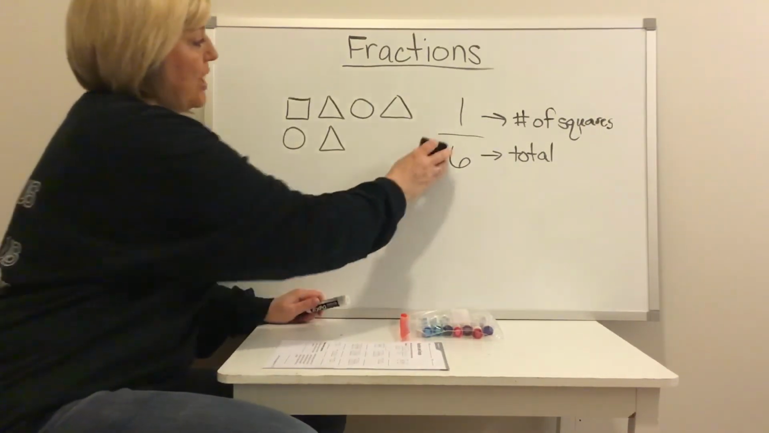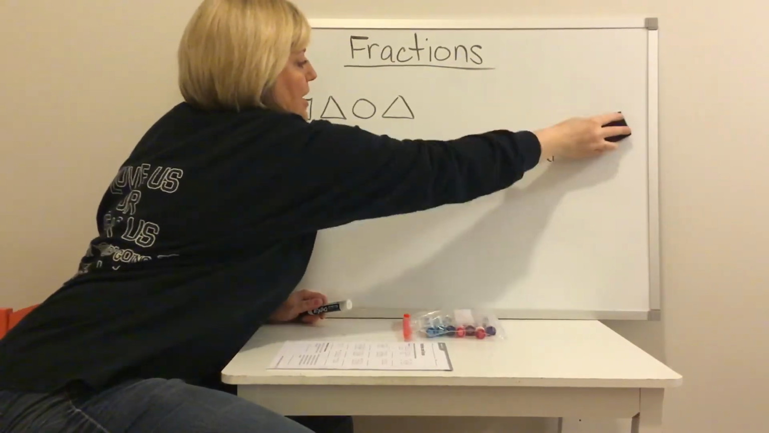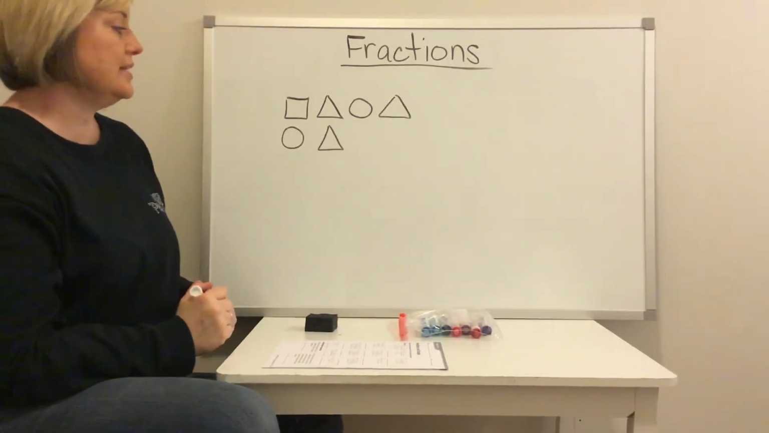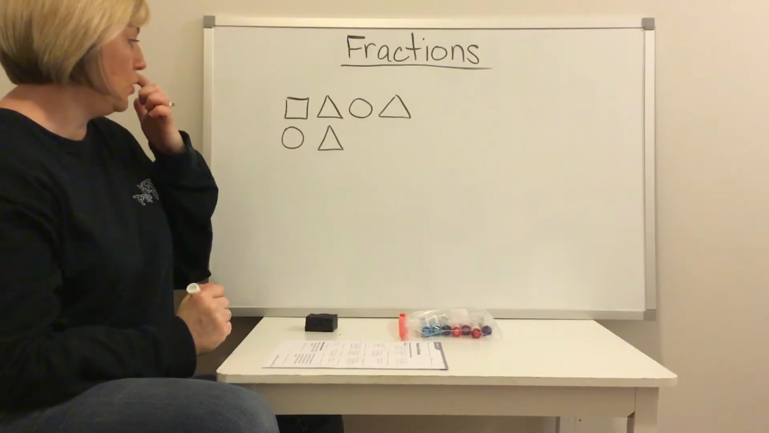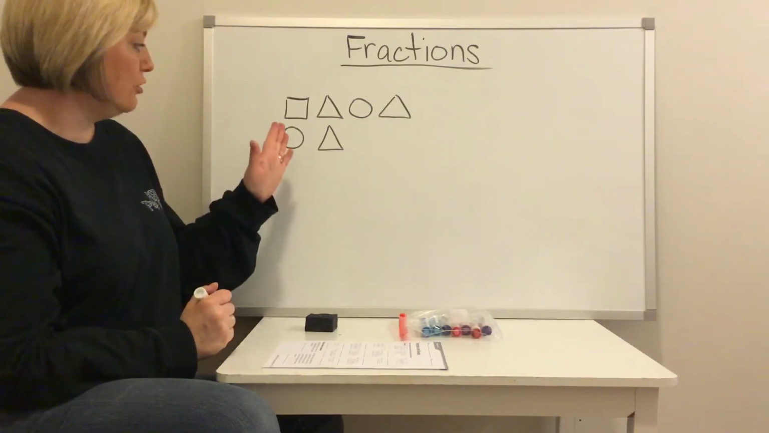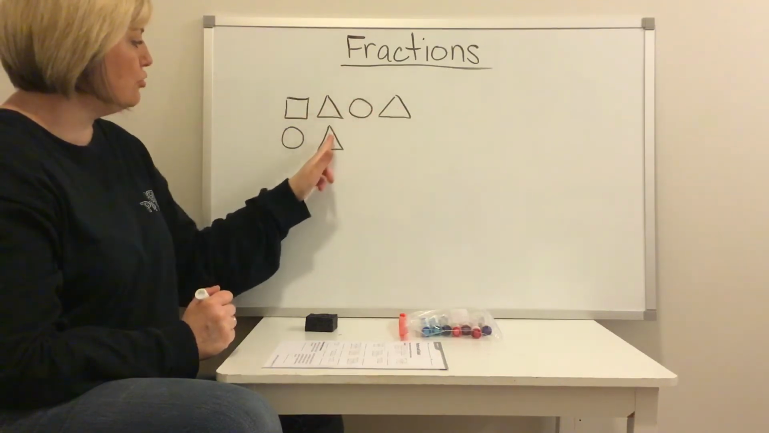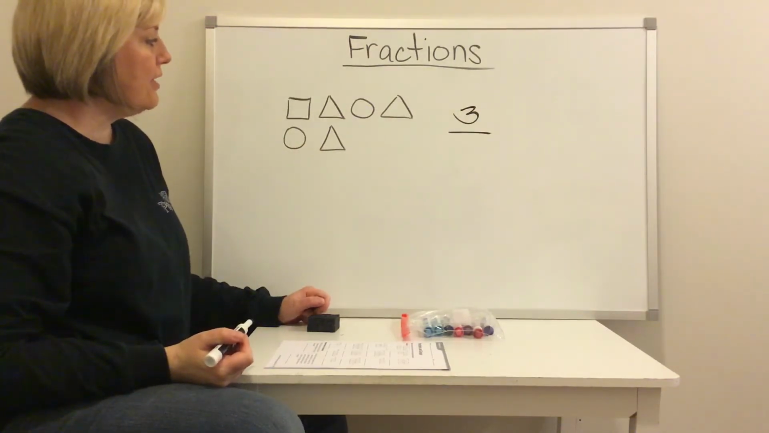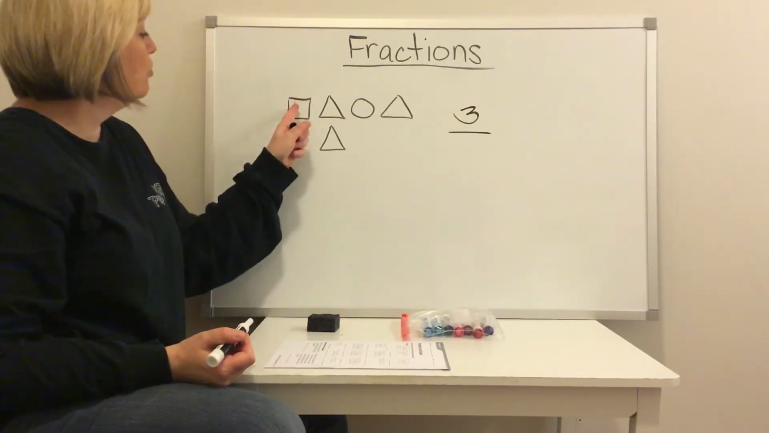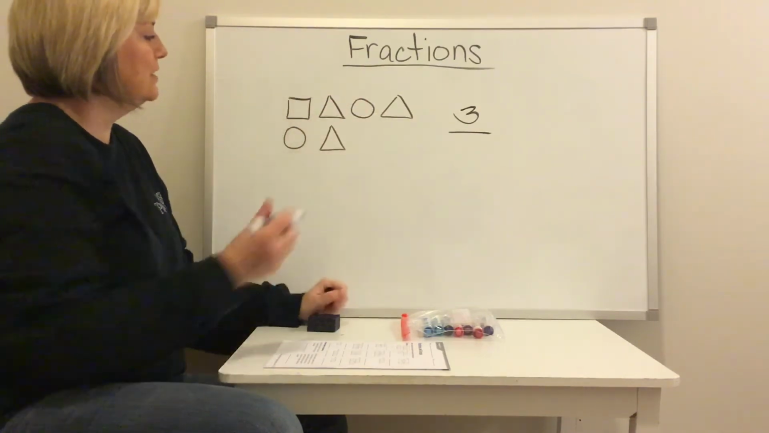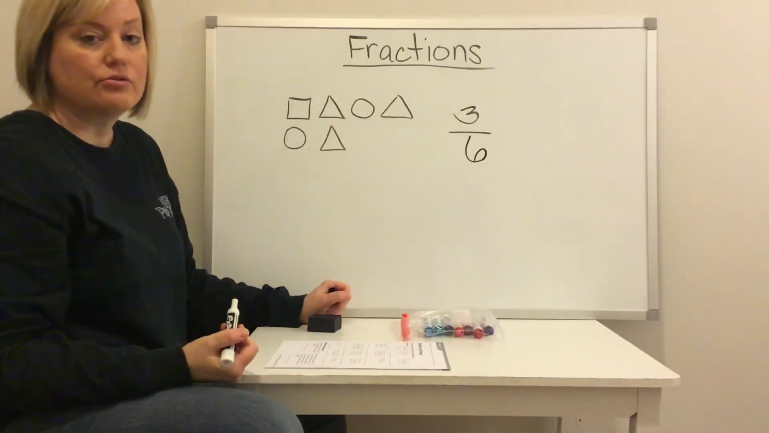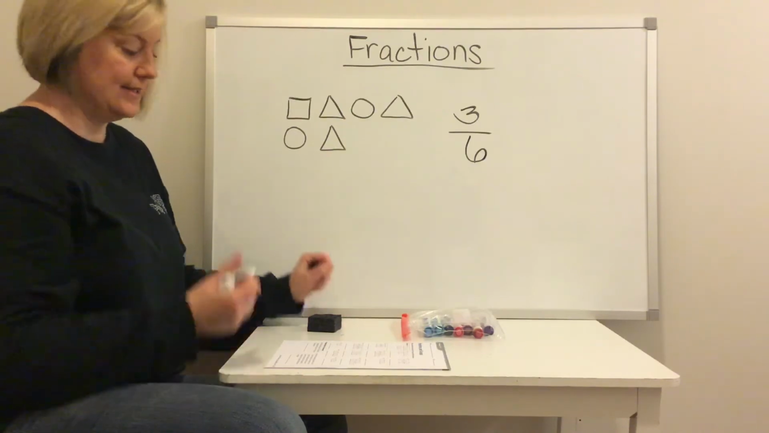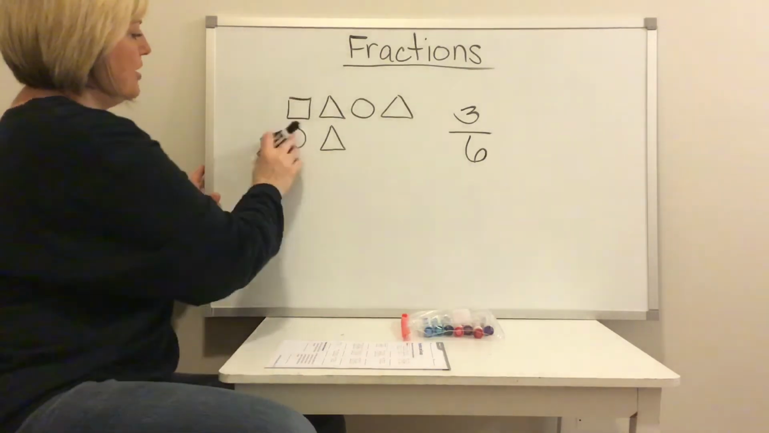Now, suppose I wanted to change that, and I now want to come up with a fraction for the part of this group that is triangle. Okay? So now I just look at the ones that are triangles. 1, 2, 3. That's my numerator. And then I count how many total I have in the group. 1, 2, 3, 4, 5, 6. And there's my denominator. So the fraction for the part of this group that is triangle is 3/6. Okay? Let's try another one.